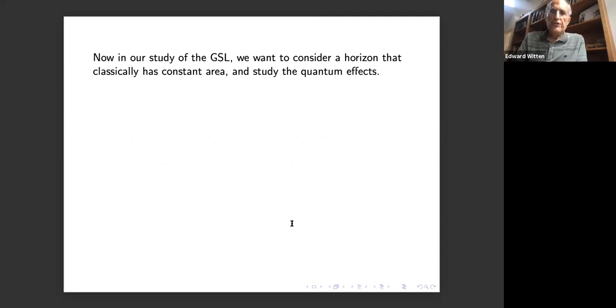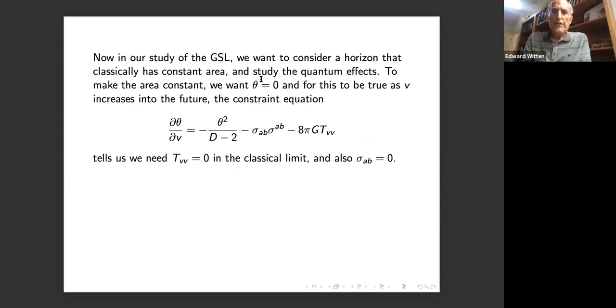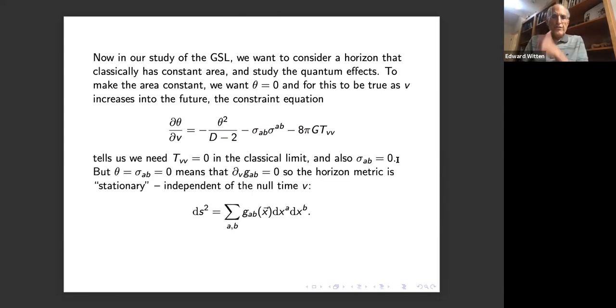So for the generalized second law, we consider a horizon that classically has constant area, and we study quantum effects. To make the area constant, theta should be zero. And for that to be true while V is increasing, the constraint equation tells us that on the right-hand side, everything is zero. So in particular, we need a situation where classically T_VV was zero, and we'll only get quantum contributions in T_VV. And also we need sigma to be zero. But theta and sigma were the trace and traceless parts of the V derivative of G. So we learned that the horizon metric is stationary, independent of the null time. So the horizon metric for the interesting case for the generalized second law was stationary, V independent, like the metric of the Schwarzschild solution.